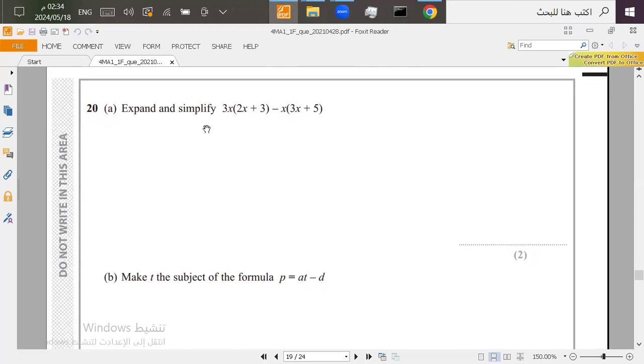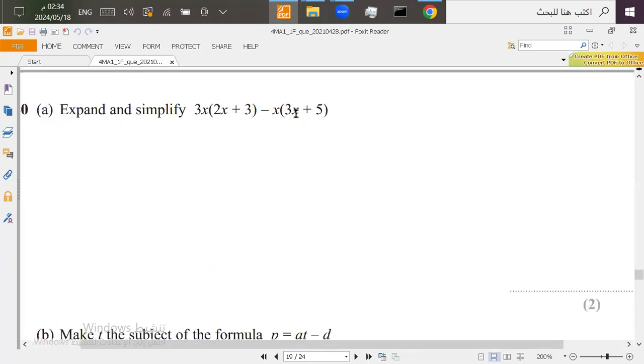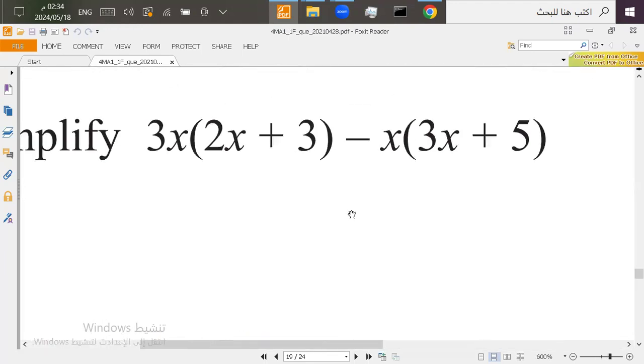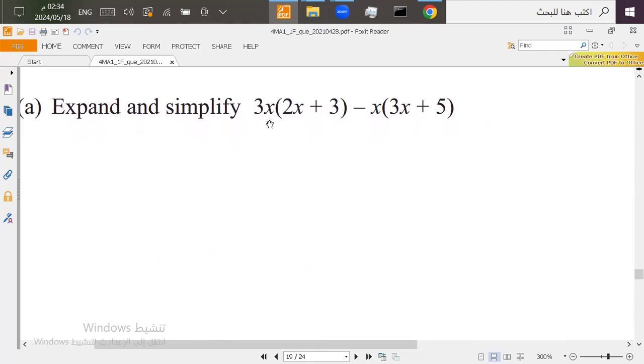Question 20. Expand and simplify. Here we're going to expand these and simplify them. Let's zoom in. So we have brackets. It means we're going to expand inside. Let's do it step by step. We're going to multiply the coefficients and then the variables. This is the negative x. Multiply coefficients and then variables and write them next to each other.